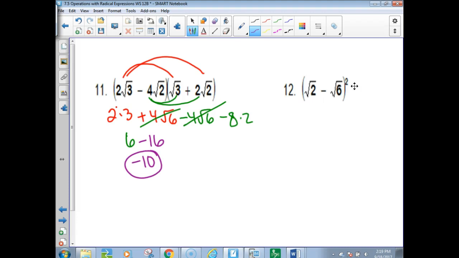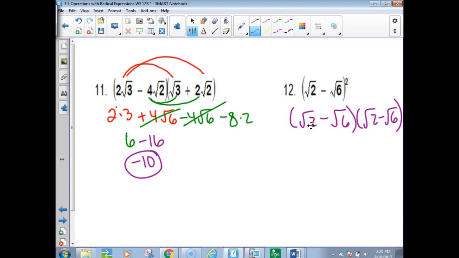All right, it says to square this: square root of 2 minus square root of 6 times square root of 2 minus the square root of 6. You can always expand it out, or you can do my shortcut method for squaring a binomial.